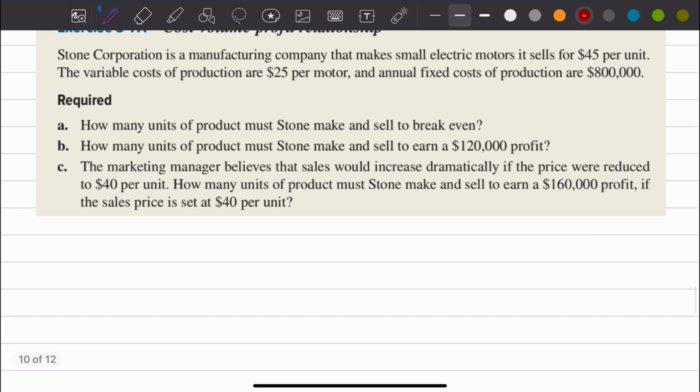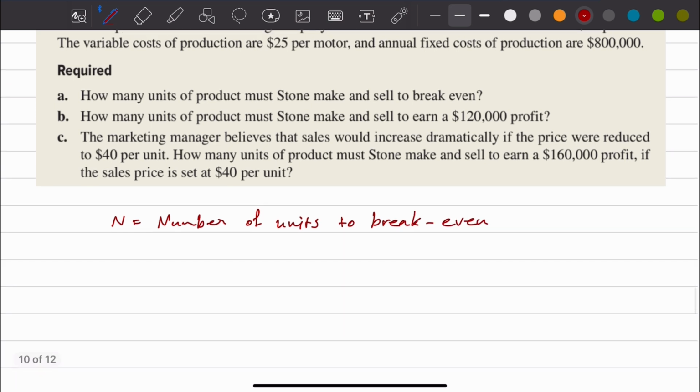We can use the formula in which we assume that N stands for the number of units to break even. Combining this with the formula that states that sales minus variable costs minus fixed costs should equal the profits.